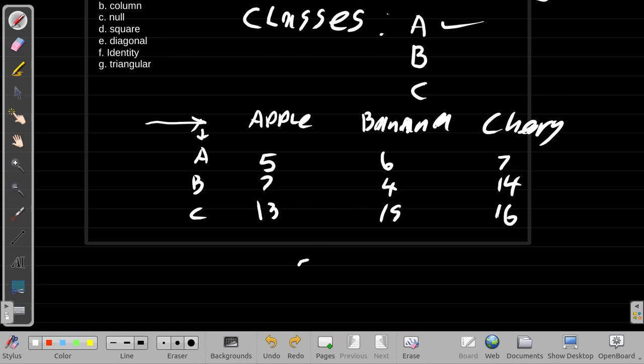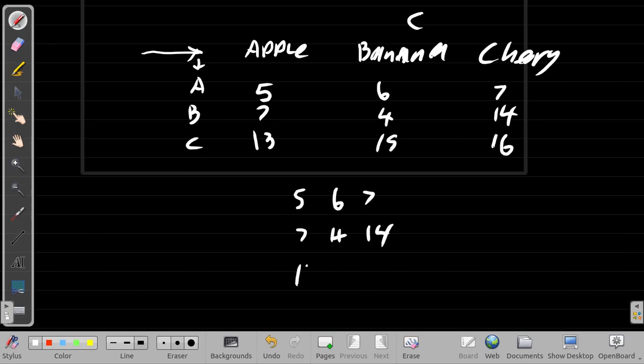You just write the numbers. 5, 6, 7, 7, 4, 14. And then after that you have 13, 15, 16. And you put them in a bracket. So you remember, say, it's apple, banana, cherry, class A, B, C. So now you form a matrix. That is what you call a matrix. You see? So now, you see how this thing goes about the matrix.